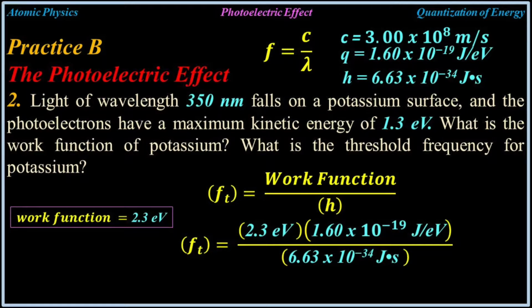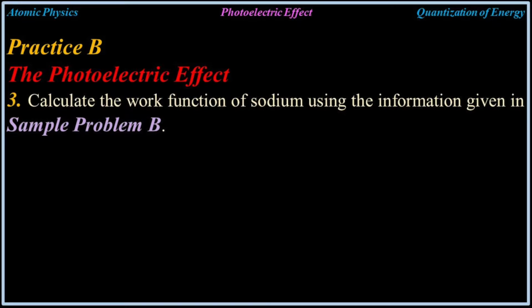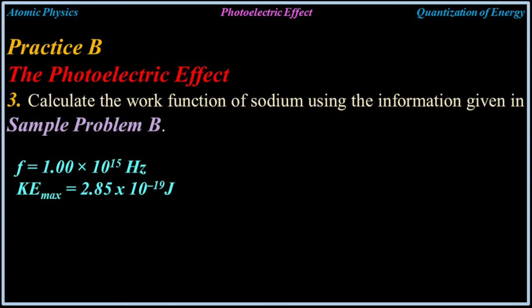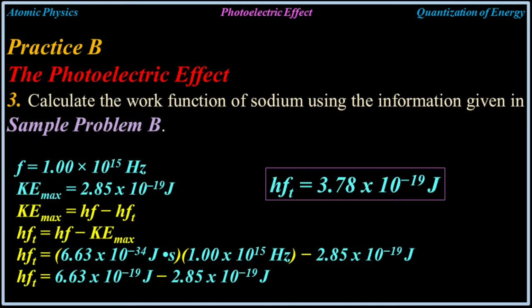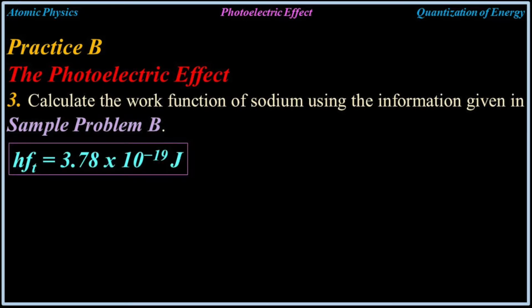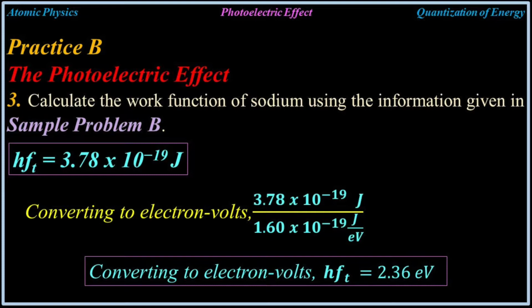And now let's calculate the f_t given the work function of 2.3 electron volts: 5.6 times 10 to the 14th hertz. Calculate the work function of sodium using the information given in sample problem B. This is all the given. Equations. Plug in. And it's 3.78 times 10 to the negative 19th joules. Put that off to the side. Converting to electron volts, I have 2.36 electron volts.